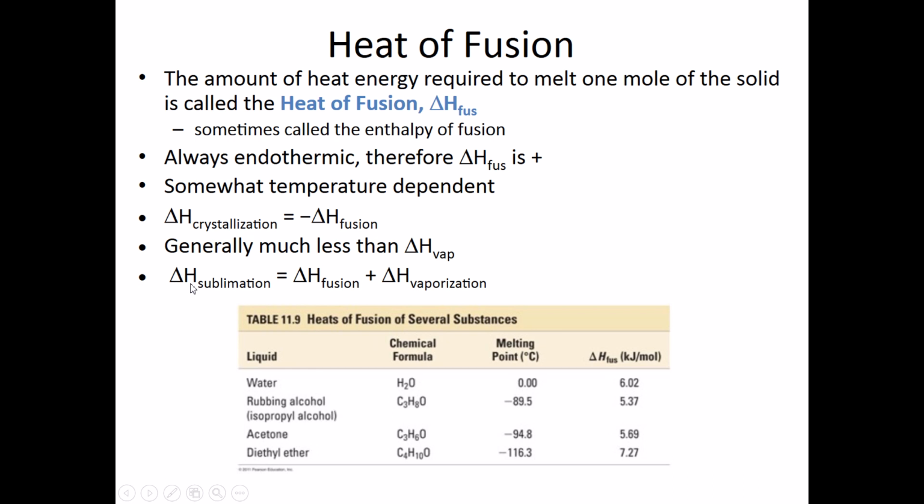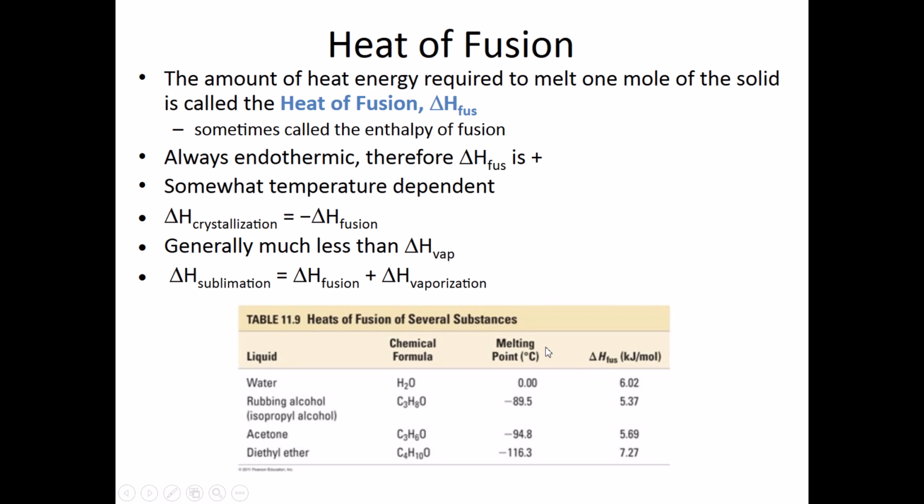Now, enthalpy of sublimation is the summation of the fusion and the vaporization values. So if I want to start at a solid, melt it into a liquid, I would need my delta H of fusion, then vaporize that liquid into a gas, my delta H of vaporization. I have the same energy requirement as if I had gone from solid directly to gas with my sublimation. So if I know fusion and vaporization values, I can calculate sublimation values.